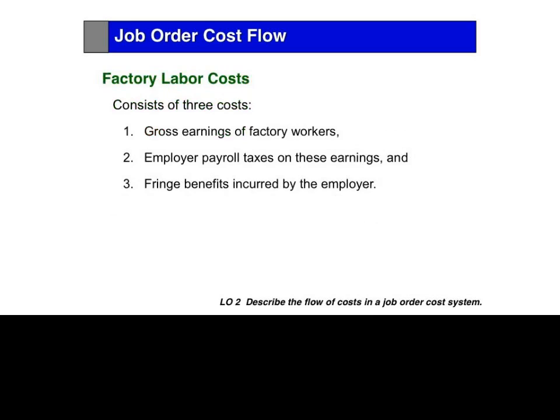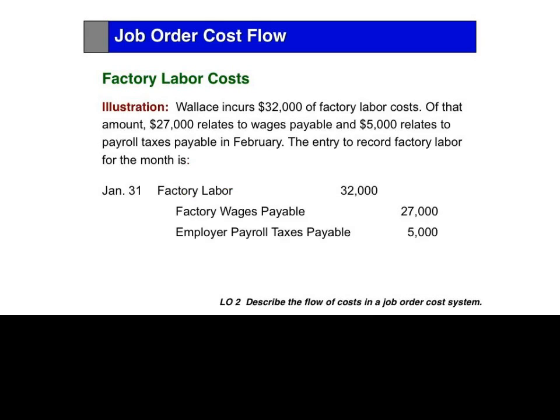Now, the labor costs. The labor costs are in three parts, of course. There is what we pay the worker, plus the benefits and employer payroll tax. All of that forms the cost of direct labor. So let's assume that Wallace incurs $32,000 of factory labor costs. Of that 32, 27 relates to direct labor, 5,000 relates to indirect labor. So the journal entry is debit labor, 32,000, credit factory wages payable, 27,000, and taxes payable, 5,000.